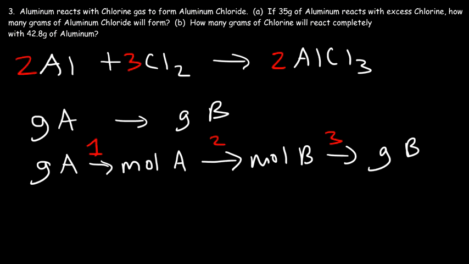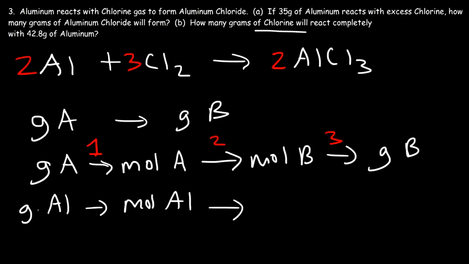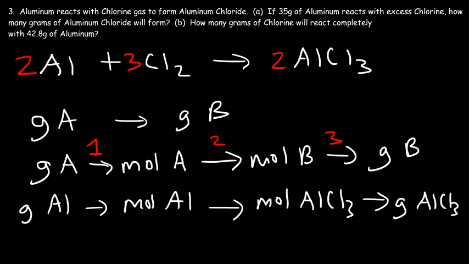So in our particular example, we have the grams of aluminum, and we need to convert it to the moles of aluminum. Next, we're going to use the molar ratio to convert it to the moles of, I'm looking at the wrong problem. Part A, we still have the grams of aluminum, but we need to convert it to aluminum chloride. So we got to get the moles of AlCl3 next. And then finally, we can convert that to the grams of aluminum chloride. So that's an overview of what we need to do in this problem.